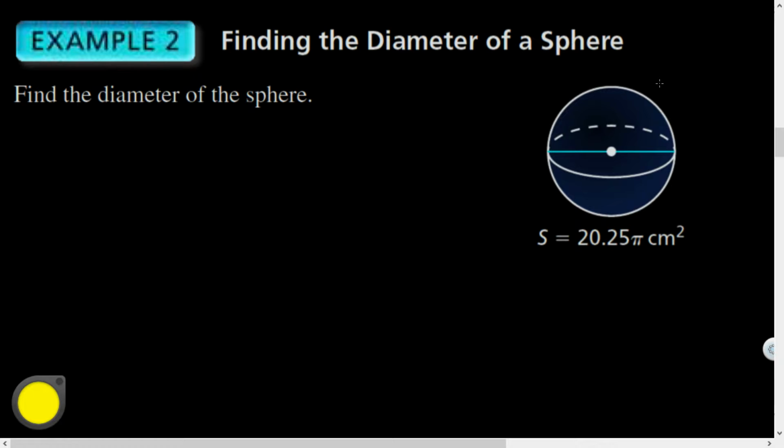Example 2. Find the diameter of the sphere. If I know the surface area... Guys, this is just super classic. If I know the surface area is equal to 4 pi r squared, I'm just going to plug in what I know, solve for what I don't. It's algebra, friends. So 20.25 pi is equal to 4 pi r squared.